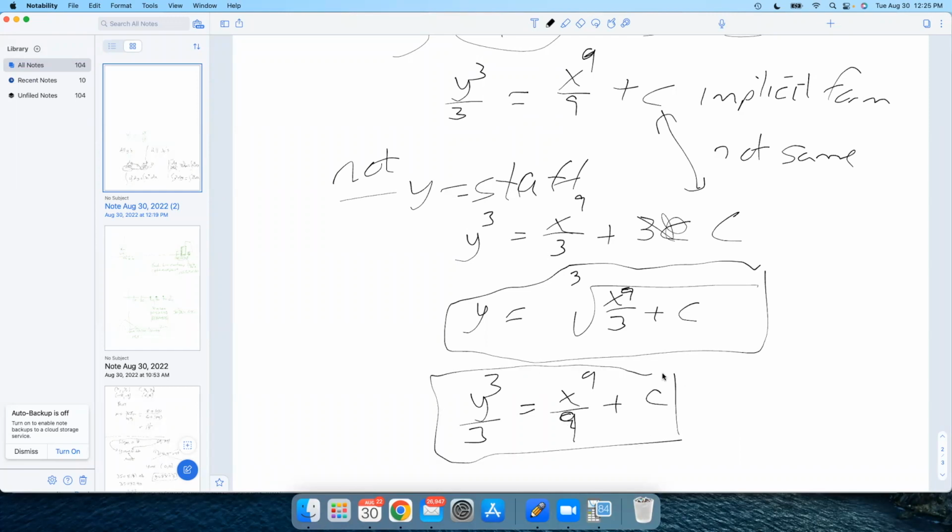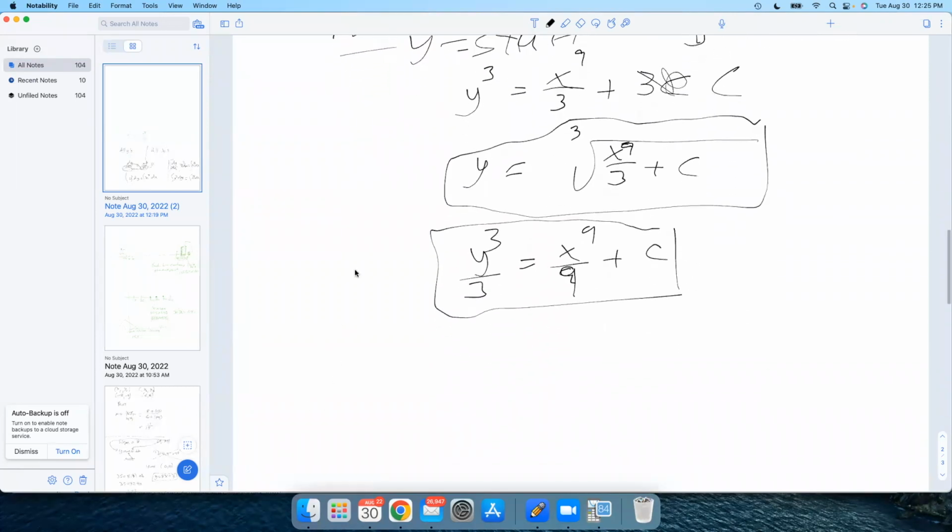These are equivalent, but those C's mean different things. If I were solving an initial value problem, let's make up an IVP. Let's say y of 0 equals 2. Okay, and here, let's number these. We'll call that version 2, and this is version 1. So let's solve the IVP in both cases.